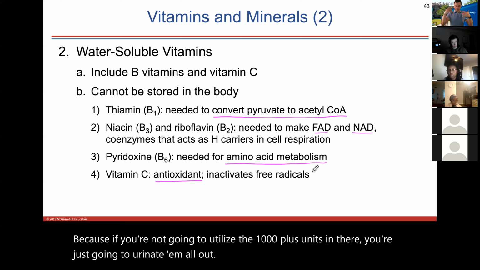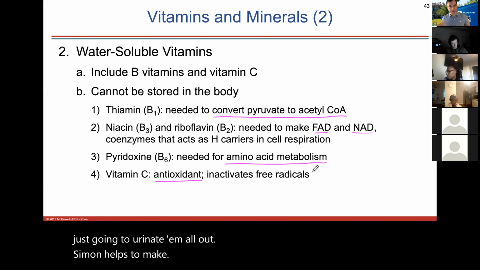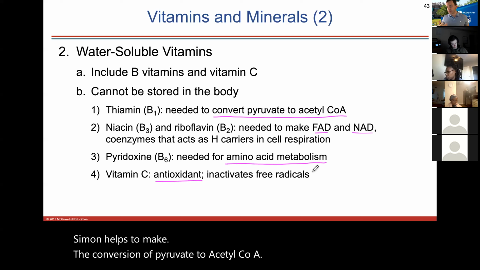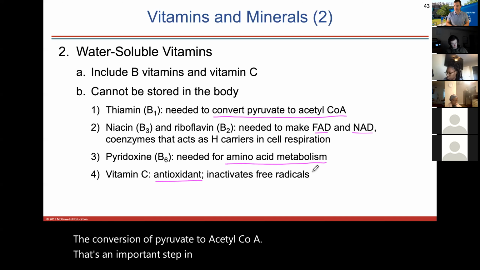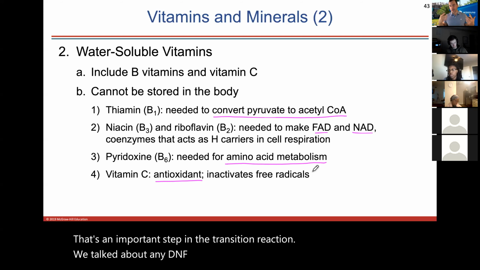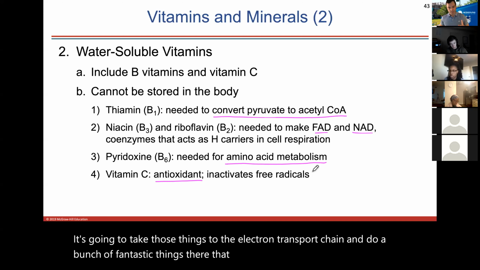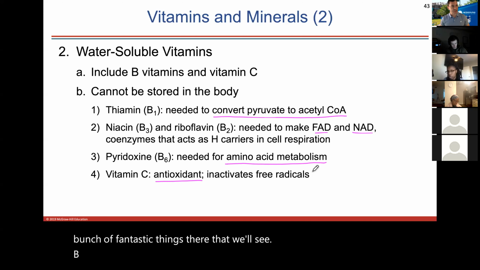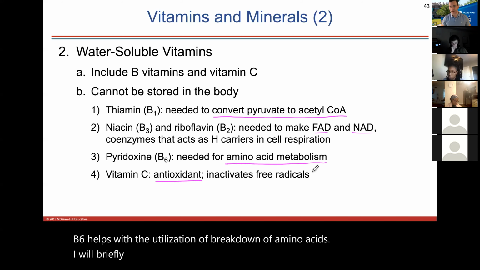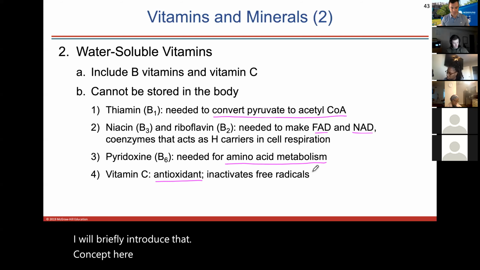Thiamine helps to make the conversion of pyruvate to acetyl-CoA. That's an important step in the transition reaction. We talked about NAD and FAD being important electron carriers. It's going to take those things to the electron transport chain and do a bunch of fantastic things there that we'll see. B6 helps with the utilization of breakdown of amino acids. Okay? And we'll briefly introduce that concept here in chapter 5.